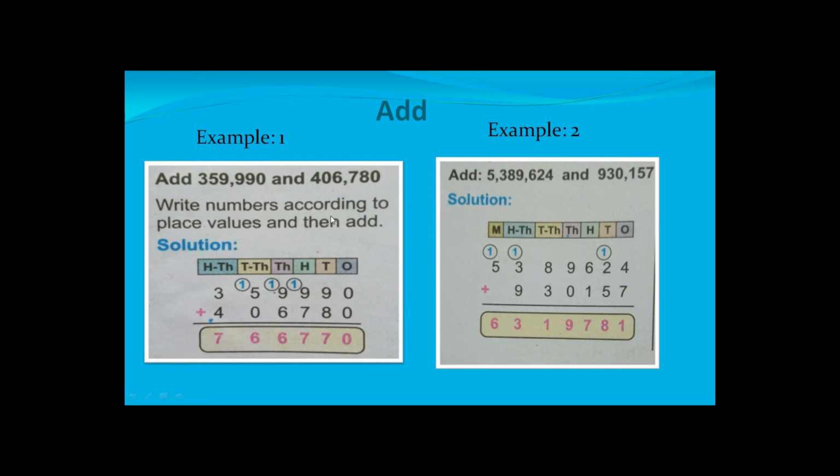Write the numbers according to place values. In the questions, the numbers are written in this form. You have to write these numbers in the vertical form. In the vertical form means you have to write the numbers according to their place values. If you feel any problem or difficulty, you can write the place values. First you can write the table of place values, then you can write the numbers below those values.